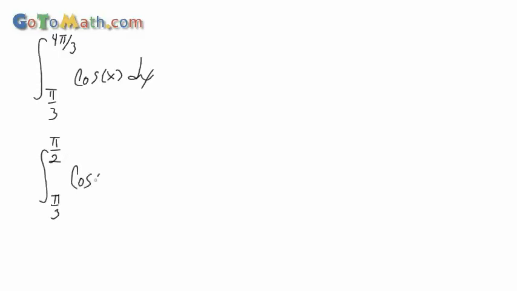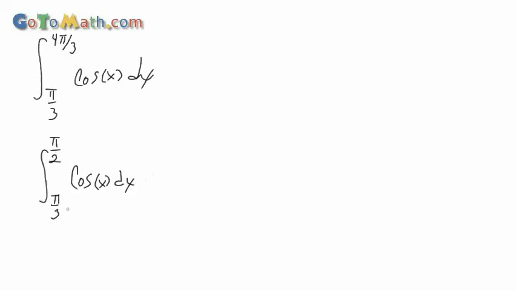So we've got pi thirds, 4 pi thirds, and cosine x dx. Of course, this is not really what we're trying to find here, okay? So we're going to break this up. We're going from pi thirds to pi halves, remember? And it's cosine of x dx. So that's going to be one of them.